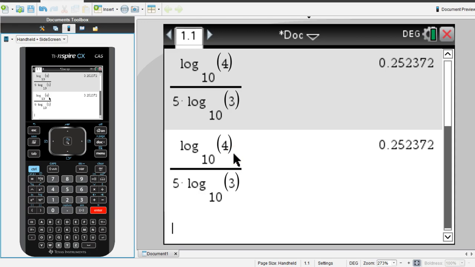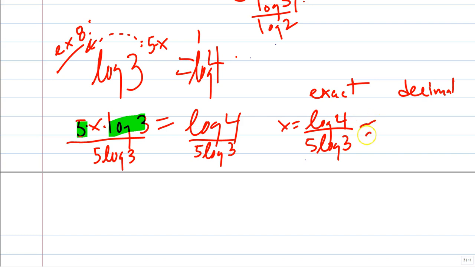So 0.252372. Now obviously in your homework they have you round that to probably 0.2524, or whatever. They're going to have you round that. So I'm assuming you know how to do that by now.